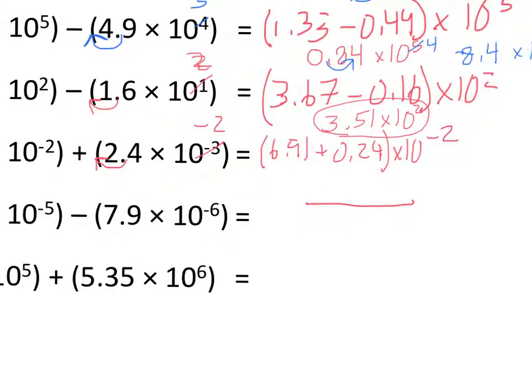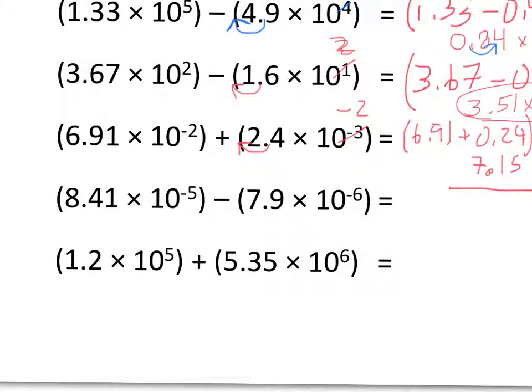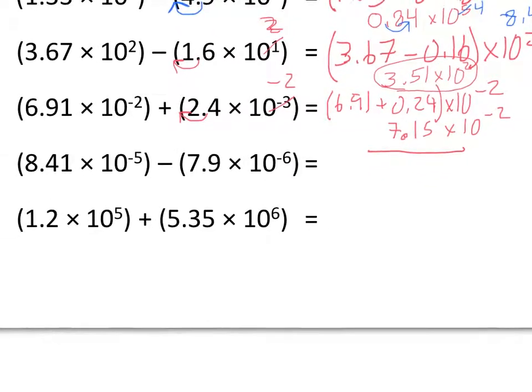When I add these together, I get 7.15 times 10 to the negative 2, and I'm done. I don't need to make any more changes. Almost done here with this page.